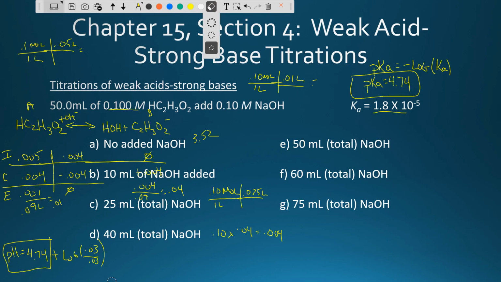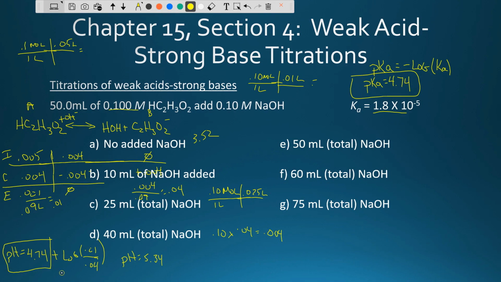And so what happens with this is that changes these values, and that ends up being 0.01 divided by roughly 0.04. I know it's not exactly that, but it's close enough because of the rounding. And so what ends up happening is my pH is this plus the log of this. Now my pH ends up being 5.34.